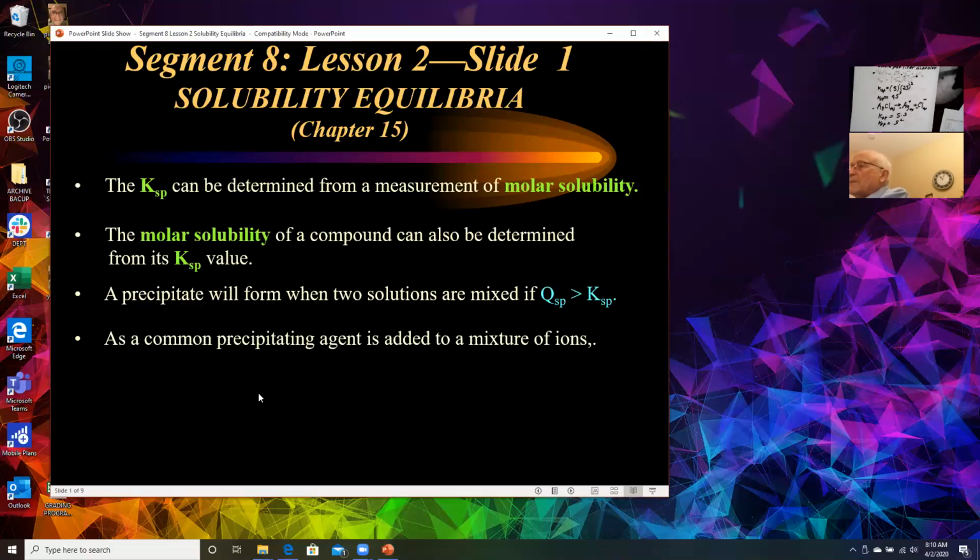And it actually does happen sequentially. Essentially, if the KSPs are different from each other, and they usually are, the one that's least soluble is going to precipitate out first before you even start precipitating the other one. So if you carefully added chloride to these, you could probably precipitate them out one at a time.